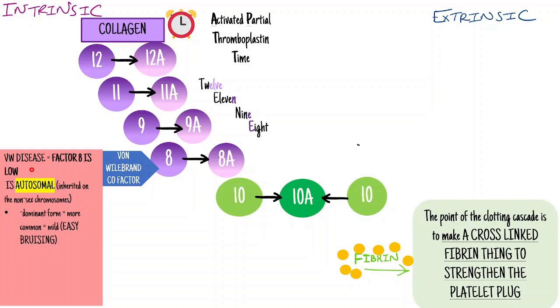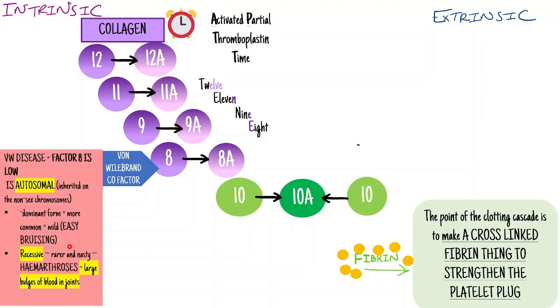So von Willebrand disease will be inherited on your normal chromosomes, and it comes in both flavors. Unfortunately, it comes in the dominant form, so that means you only need one copy, and luckily that's an alright kind of thing to have. It's mild, and basically the symptom is easy bruising at the surface. The recessive form is rarer, so generally recessive diseases are rarer because you need 2 copies, but it's nasty.